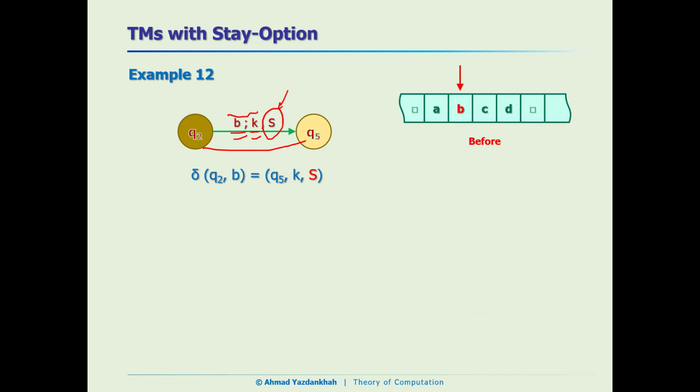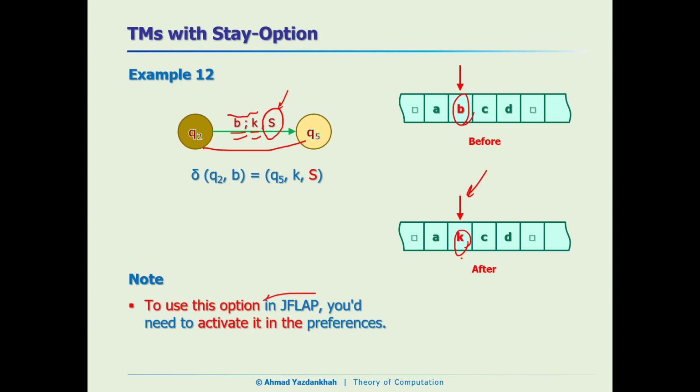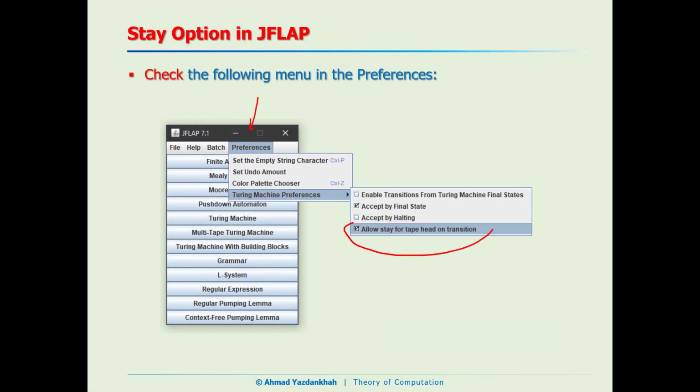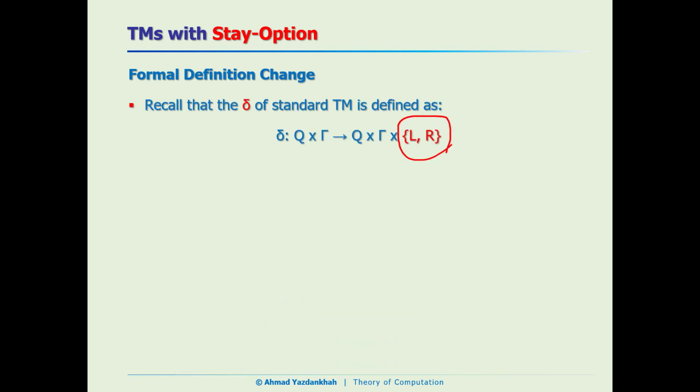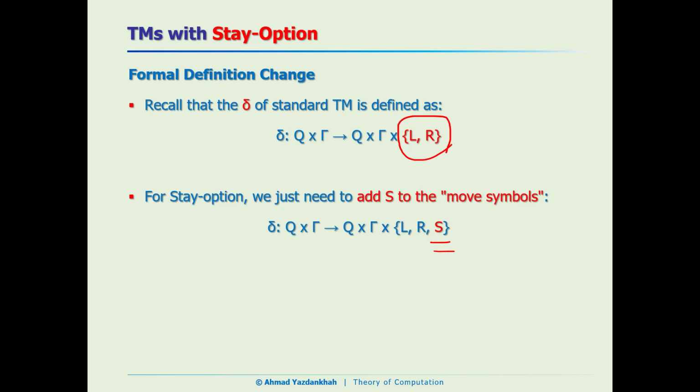So if this is the content of the tape, then after this transition, as you see, the B is changed to K, but the cursor stays put. To use this option in JFLAP, we need to activate it in the preferences. How can we do that? Here is the menu that we need to check: Allow stay for tape head on transition. Okay. The next question is, if we add this option, are there any changes to the formal definition? Yes, very small changes. We have here the set of the movement symbols, L and R. We just need to add S as well. Okay, so from now on, we can use this stay option.